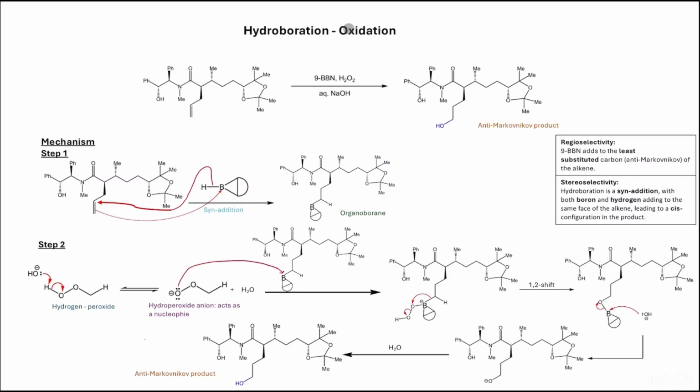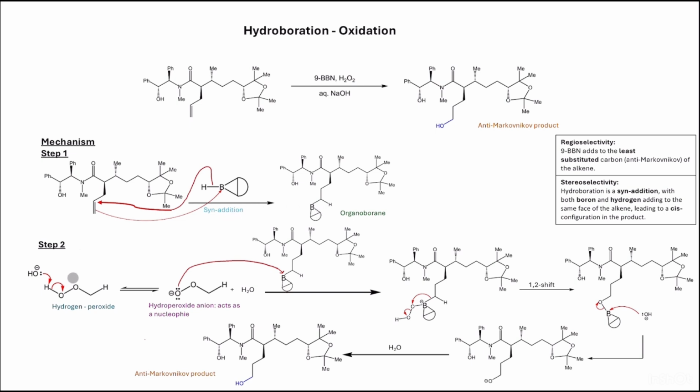In the second, hydroboration oxidation reaction, an alkene is converted to an anti-Markovnikov alcohol product. In the first step, 9-BBN reacts with an alkene to form an organoborane. 9-BBN is a sterically hindered borane, meaning it adds to the least hindered carbon of the alkene, and this ensures regioselectivity, where the boron adds to the least substituted carbon of the alkene and the hydrogen adds to the most substituted carbon. Additionally, hydroboration is a syn addition, meaning that both boron and hydrogen add to the same face of the alkene, resulting in a cis configuration of boron and hydrogen.